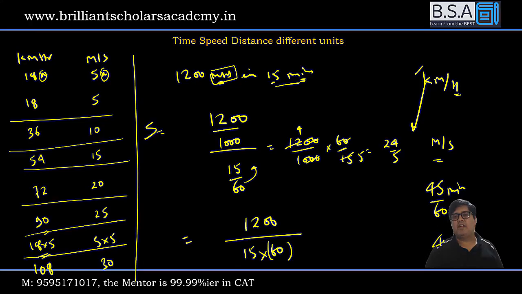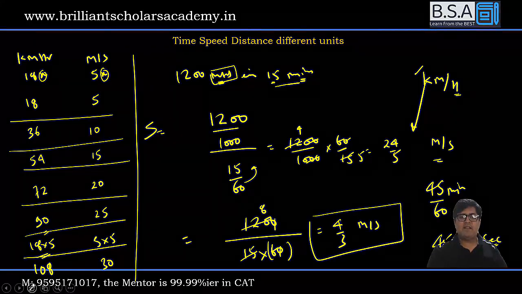If I give you 45 minutes and ask how many seconds that is, you multiply by 60. While converting into seconds, you multiply by 60. While converting into hours, you divide by 60. That is common sense. So cancel everything. 0, 0 gone. 15 into 8, 8 upon 6. That is 4 by 3 meter per second.